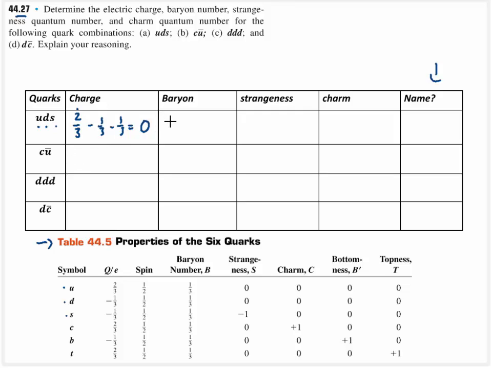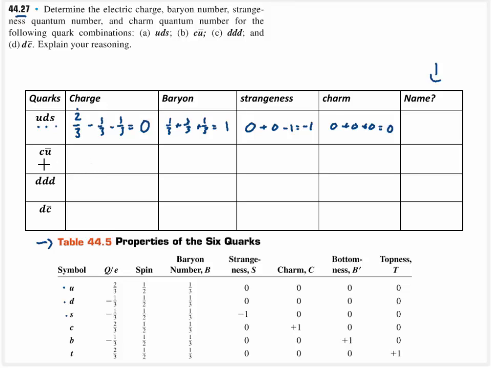Baryon number, that's going to just follow it in the table. It's going to be 1/3 plus 1/3 plus 1/3. It's going to give us a baryon number that's equal to 1. The strangeness is going to be 0 plus 0 minus 1, and so that's going to be a strangeness of -1. And the charm is going to be 0 plus 0 plus 0, and it's going to have no charm. And we'll come back to the names and I'll finish those at the end of the day.